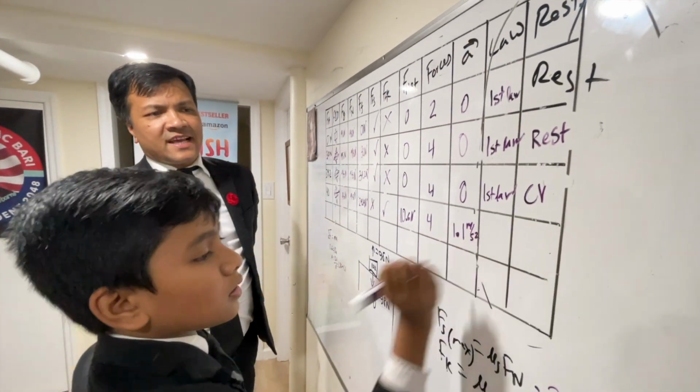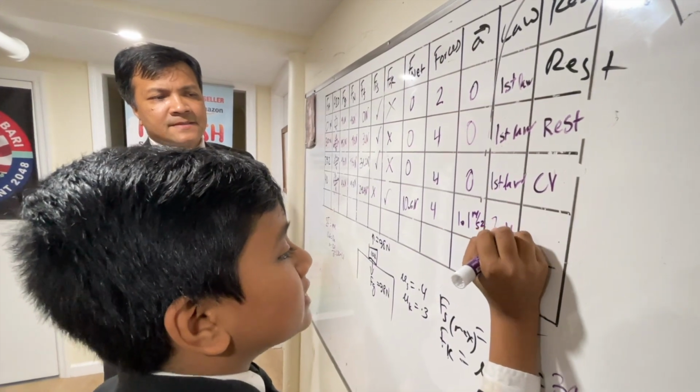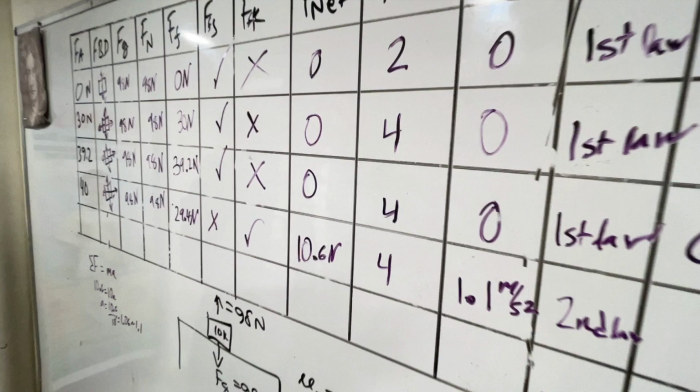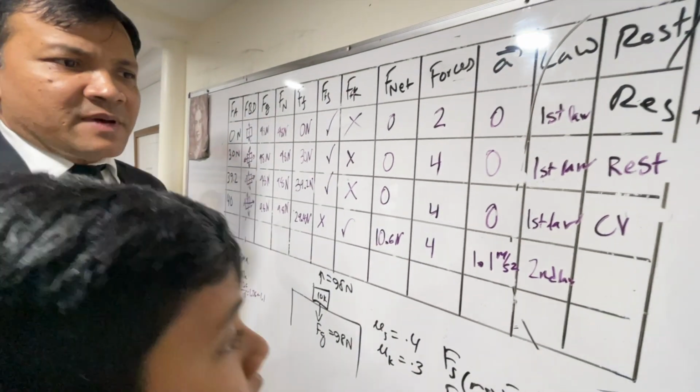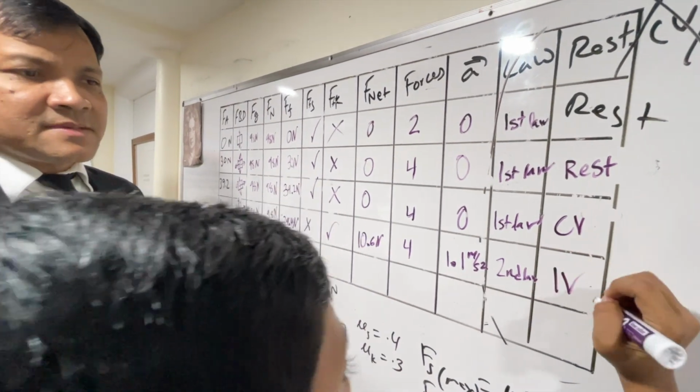Newton's first law or second law? It's the second law because, as you can see, Fnet and a are non-zero. Is it constant velocity, rest, or increasing velocity? Since the acceleration is non-zero, it is increasing velocity. Increasing velocity means acceleration is 0? No, it means that the acceleration is positive.